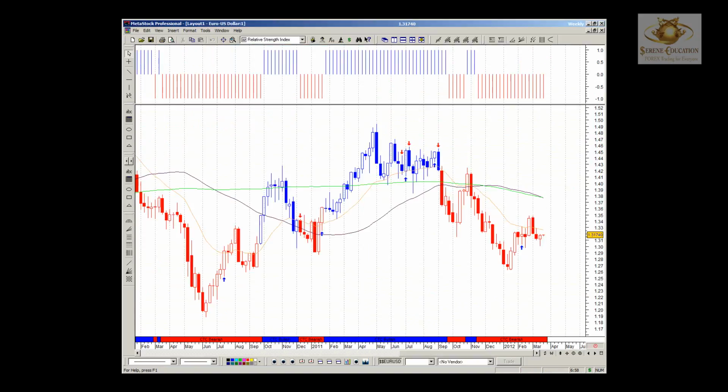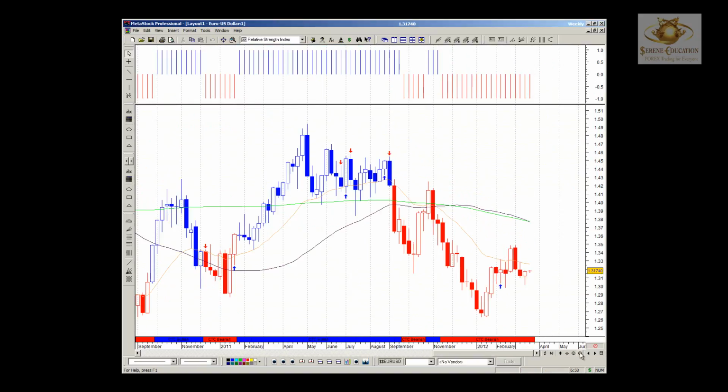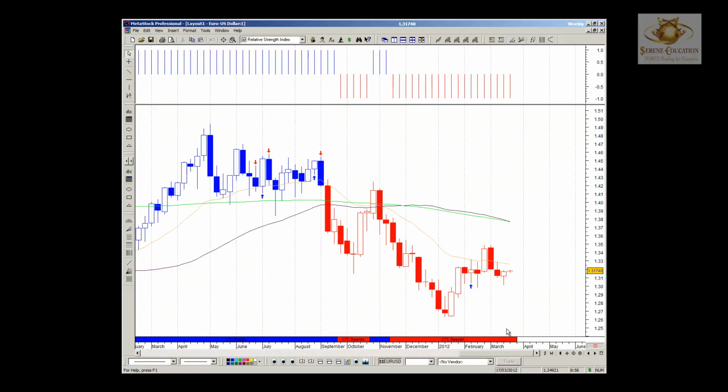So where did the end of last week actually leave us? Well, pretty much in a consolidative range. Very, very interesting. A number of months back we had a slight support, a lot of indecision through here, and as it stands at the moment now, well, pretty much ranging.